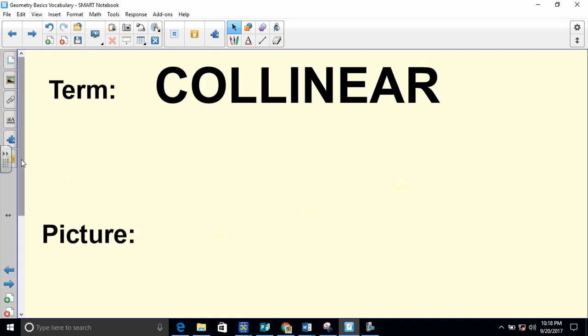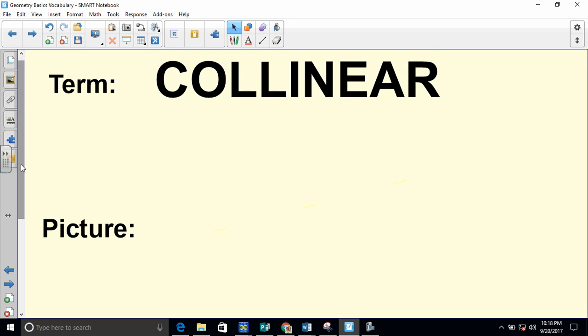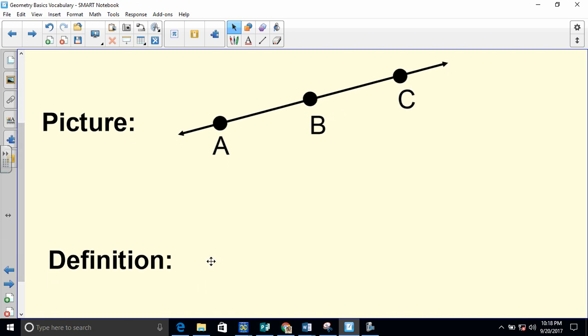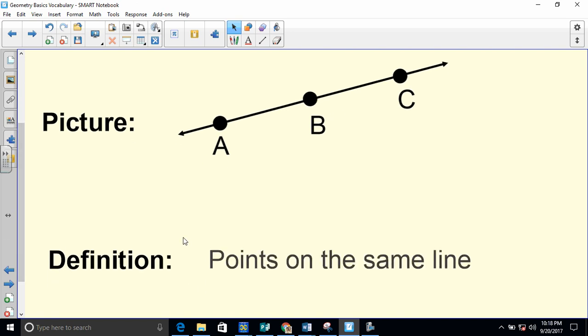Our next term is collinear. I want you to think like co-worker, somebody that you're with, somebody that you work with. Collinear means points that are on the same line. It kind of looks like this. So A, B, and C would be collinear. They are points that are on the same line.